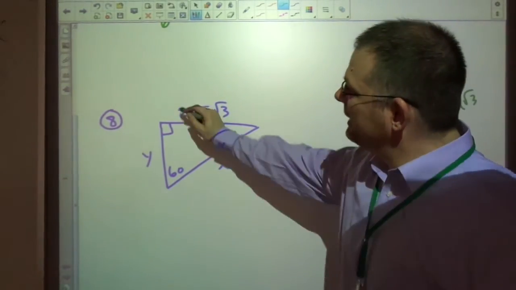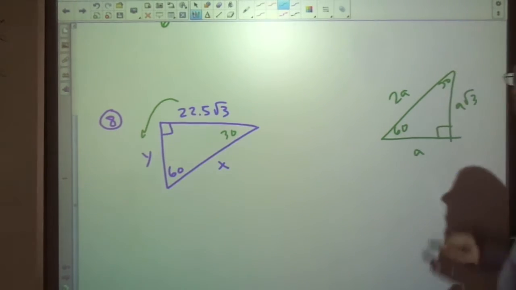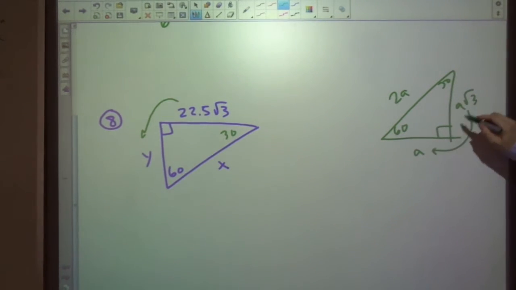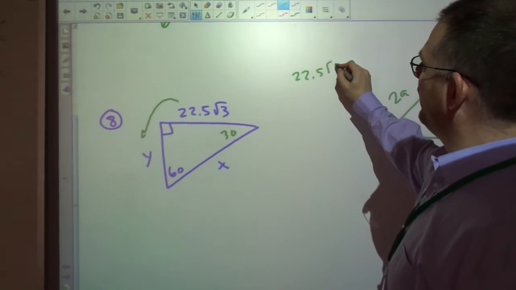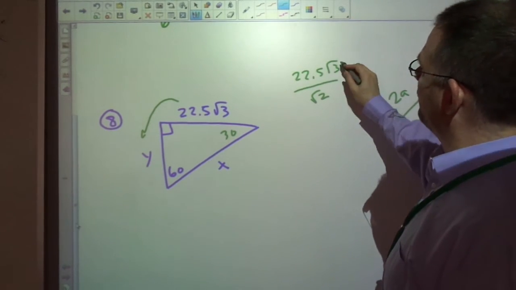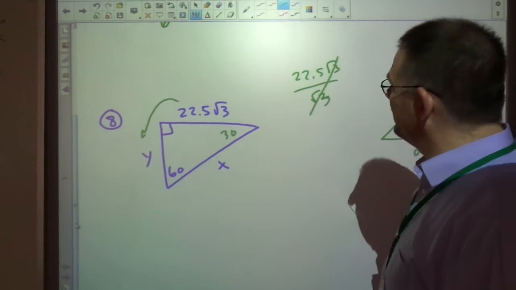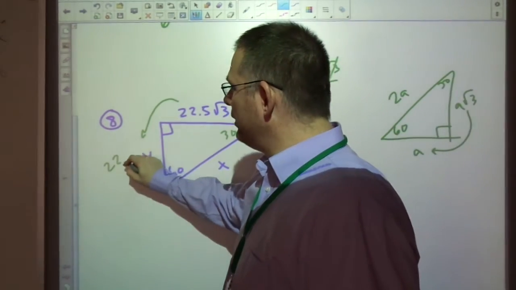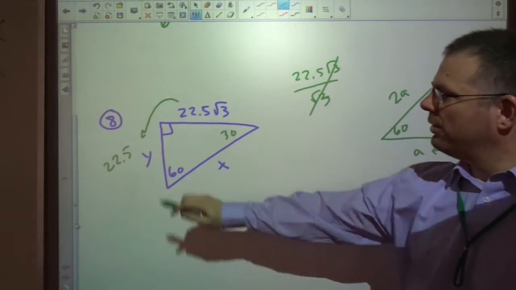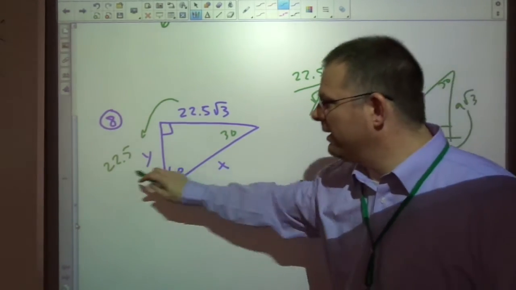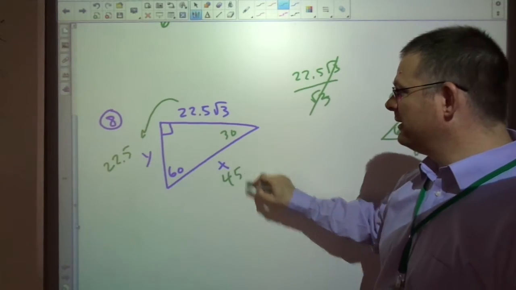So we're going from big leg to small leg. To go from big leg to small leg, we would just have to divide by radical 3. So 22.5 radical 3 divided by radical 3 cancels this and just leaves 22.5 for my small leg. Then to go from small leg to hypotenuse, I just have to double that. That's going to be 45. Done.